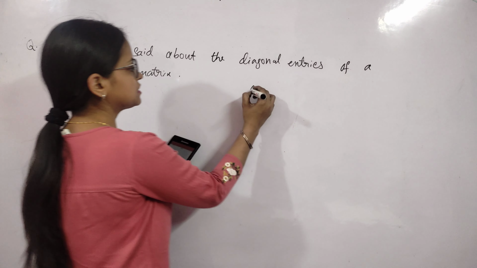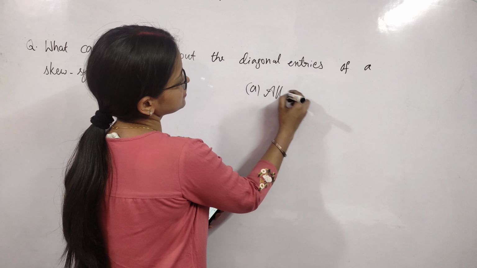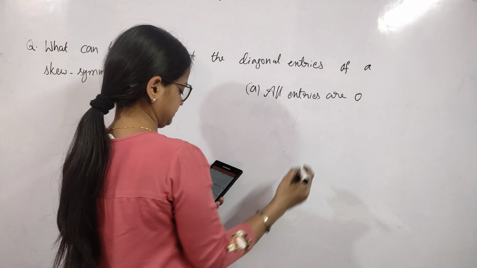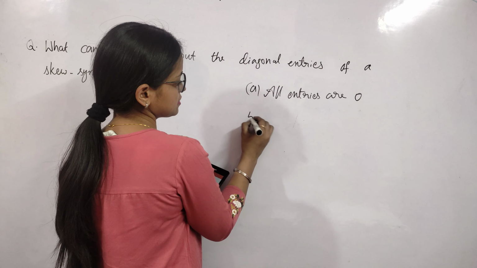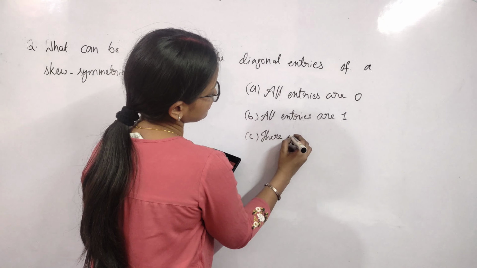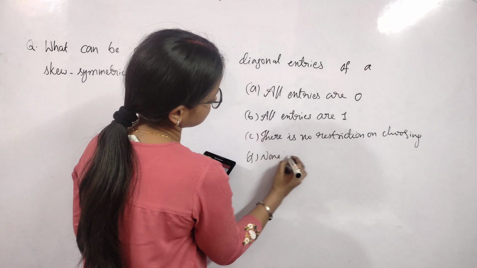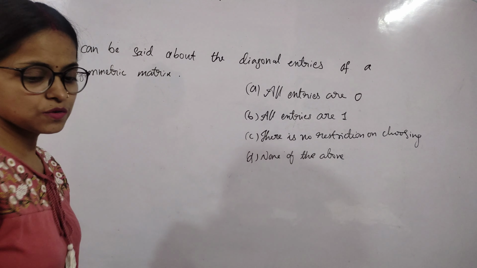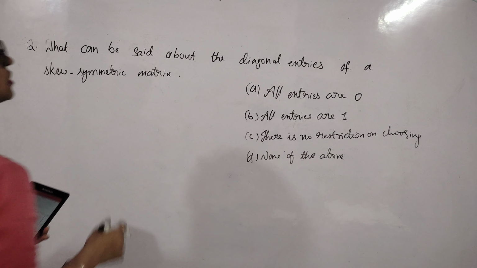Your options are: all entries are 0, next all entries are 1, and there is no restriction on choosing, and the last option is none of the above. Okay, so these are the given options for this question. So let us solve this.